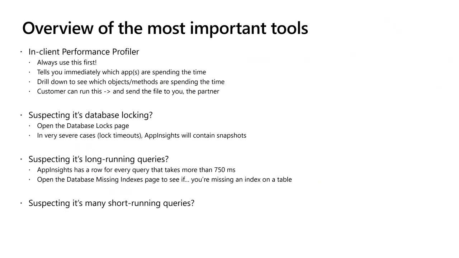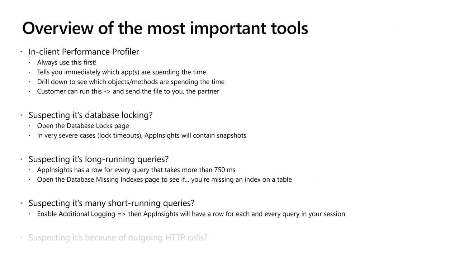If you suspect that it's many short-running queries, you can enable additional logging, and then App Insights will have all the telemetry you need. And finally, if you suspect it's because of outgoing HTTP calls, also App Insights is the tool that will tell you what's going on.